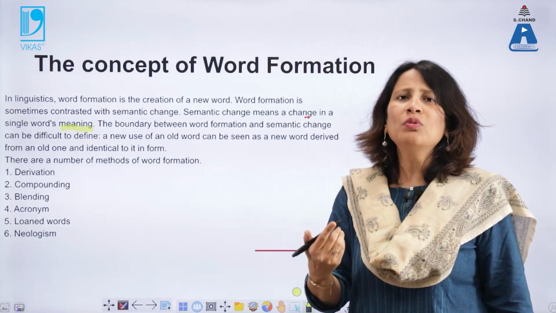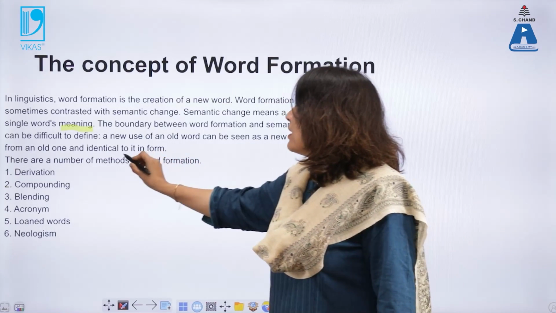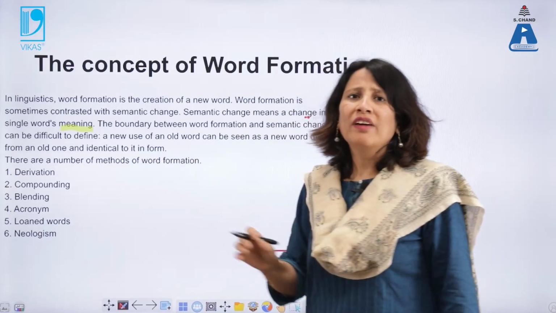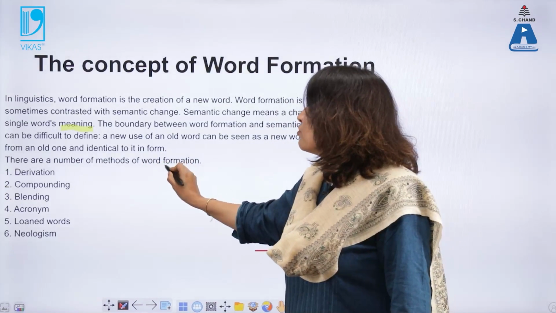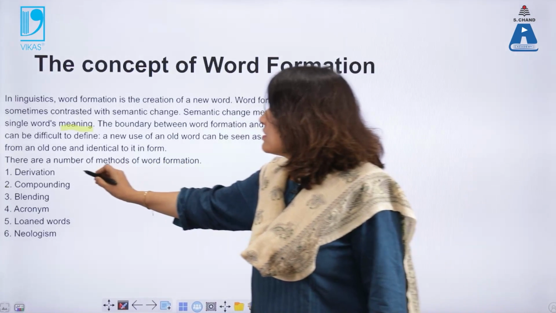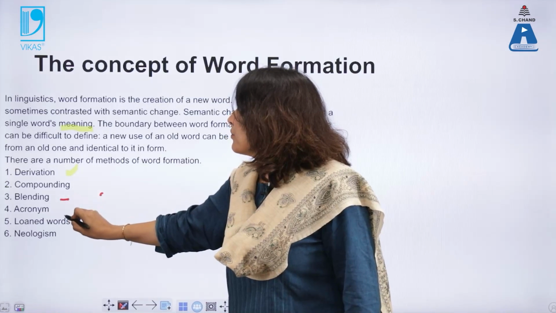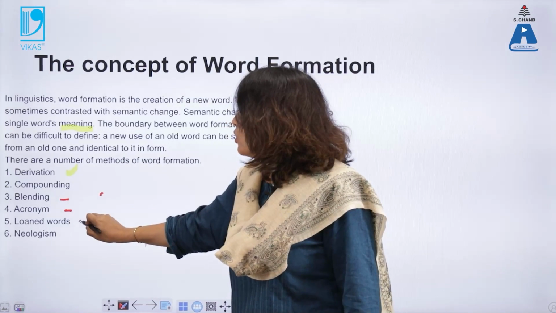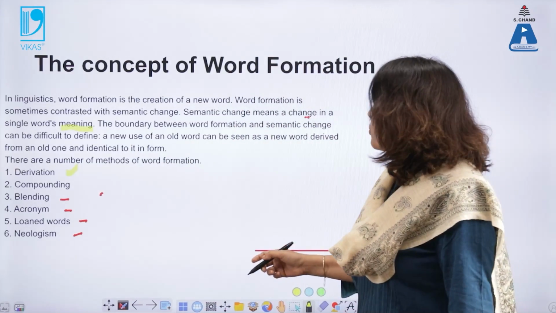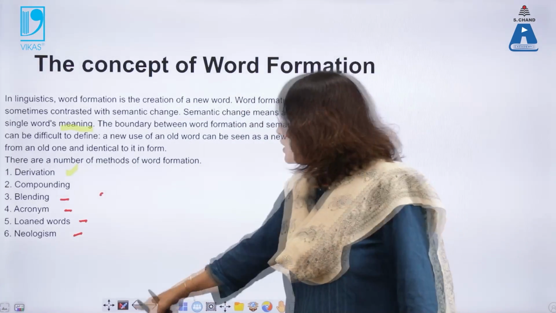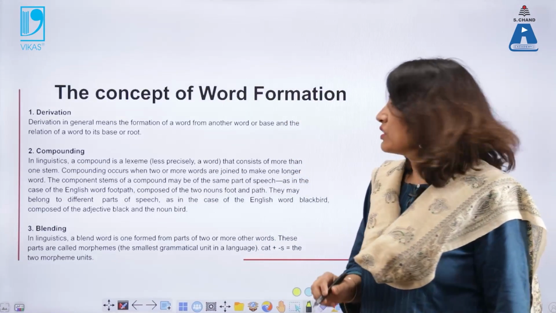So it's easier to attain new words from older words, and they are identical to them in form, but we have to understand how it is done. There are a number of methods of word formation. The first method is derivation, the second is compounding, third is blending, then we have acronym, loaned words, and neologism. These are the different ways of word formation. Let us proceed with the first one, which is derivation.